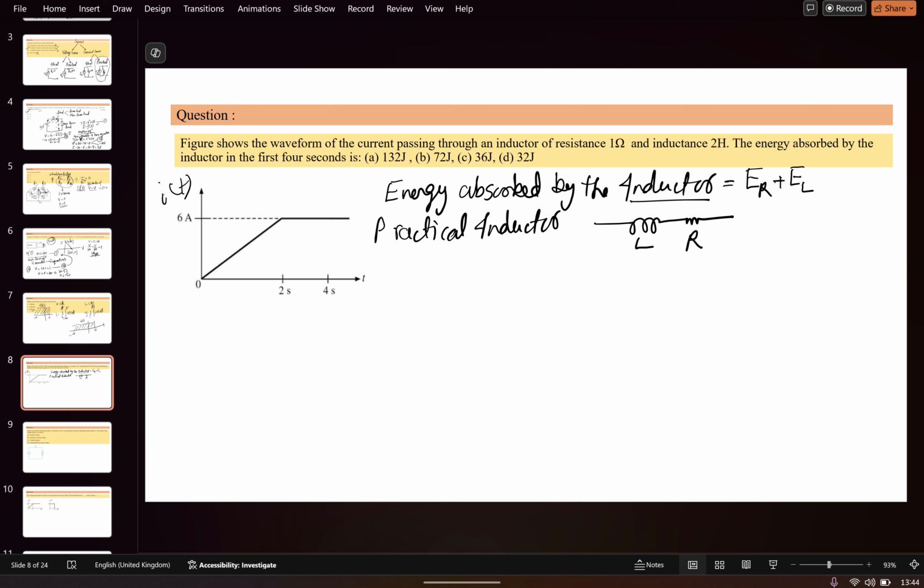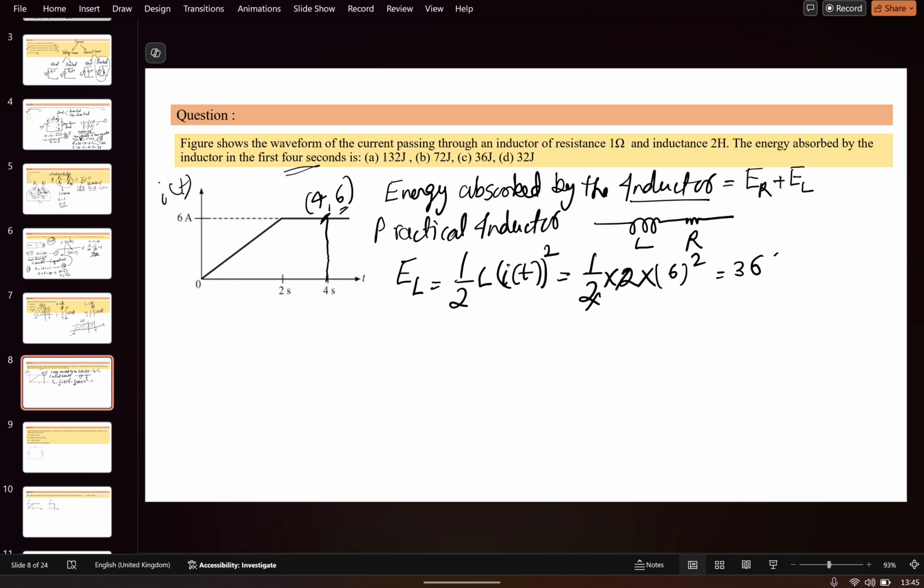The energy absorbed by the L is equal to half L I square, with I at that particular time. What is the value of the current squared? It comes out to be half, L is given as 2, times I square. If you see, it is asking at the first 4 seconds. So at this point x is equal to 4, y is equal to 6, so I is equal to 6. So 6 squared comes out to be 36 joule.